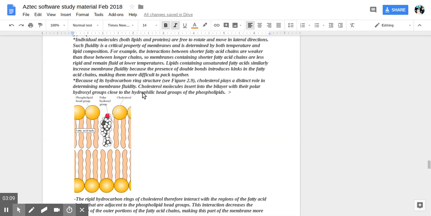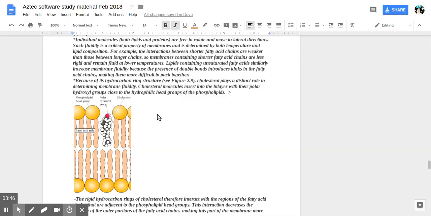Lipids containing unsaturated fatty acids similarly increase membrane fluidity, because these fatty acid chains have double bonds, introducing kinks in the chain. So the kinks cause more fluidity because the rigidity is not as strong in the membrane, and the packing of the molecules is more difficult.